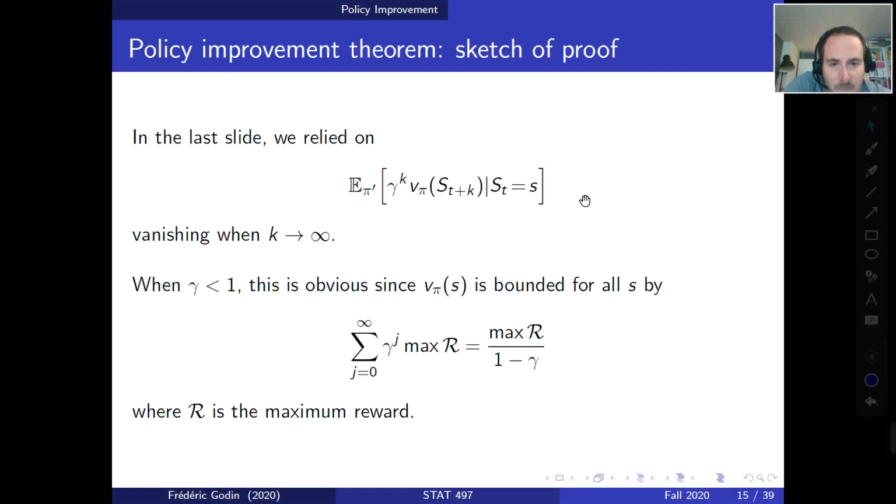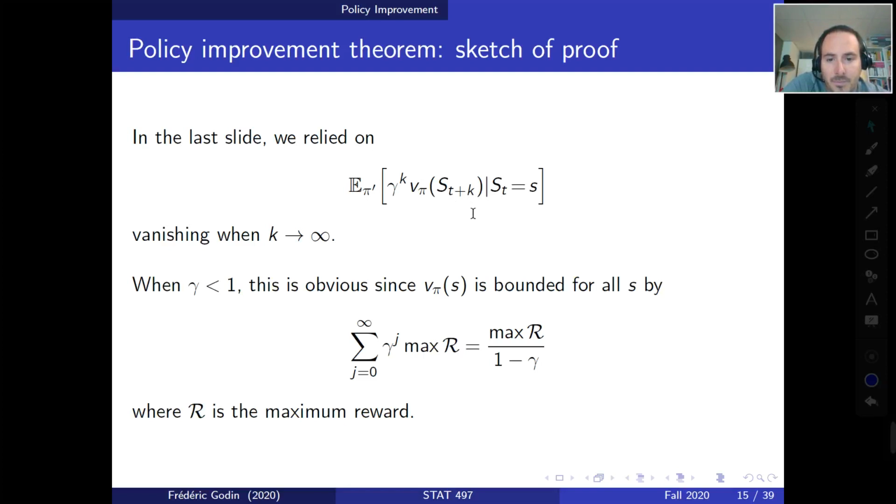So, can we prove that? Well, in the case where gamma is strictly smaller than 1, this is obvious. Why is that the case? It's because if gamma is smaller than 1, this first term here, gamma to the power k, will converge to 0, and the second term here is bounded.